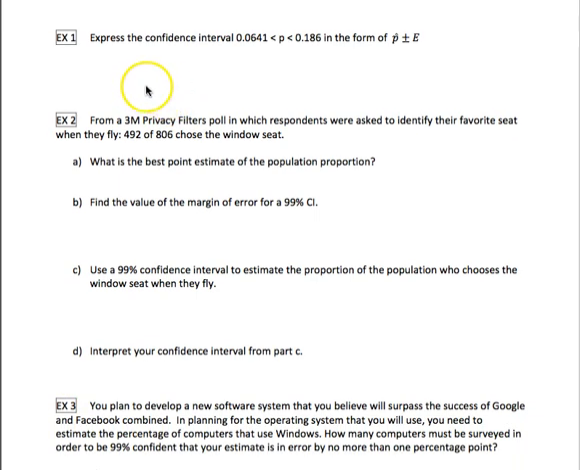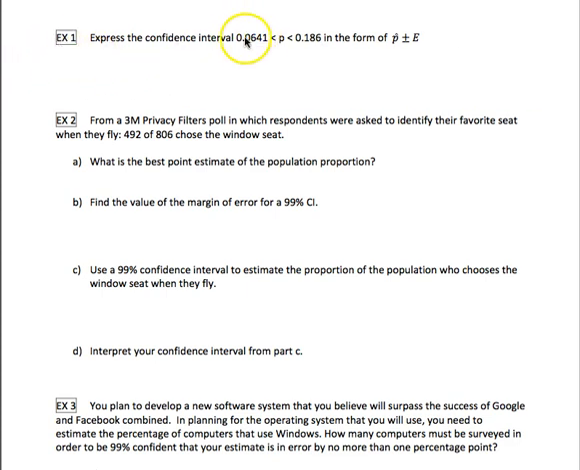In example 1, we're given a confidence interval that's in inequality form. We're told that p is between 0.0641 and 0.186. And we are then asked to convert it into the p hat plus or minus e format. This one kind of gives us two examples in one because it is converting from one format to another, but this would also give us the procedure for if they gave us the confidence interval and asked us just for one of these individual values. So if they only asked me for p hat or only asked me for e.